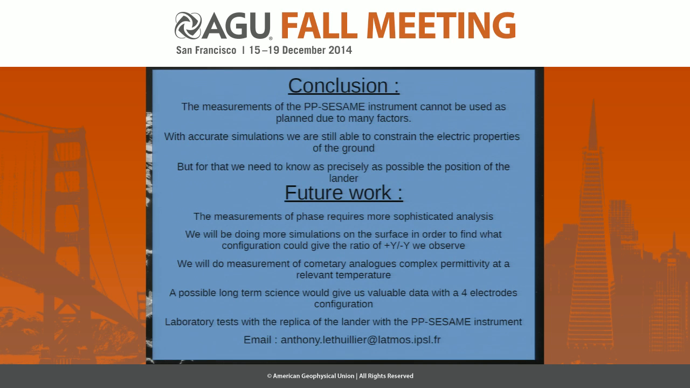So in conclusion, the PP-SESAME did not perform nominally, but with more precise simulations, we'll be able to derive electrical properties of the ground. For that, we need to know as precisely as possible the position of the lander, and future work would include some more sophisticated simulations. We also have a replica of the lander in our lab that we can do some tests with, and we also want to do some measurements of complex permittivity of cometary analogs. Thank you very much for your attention.